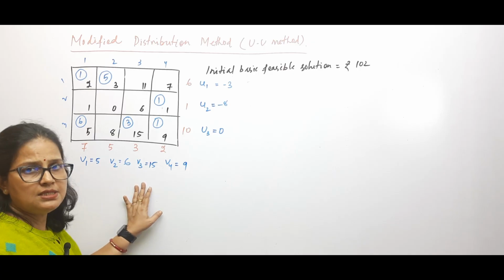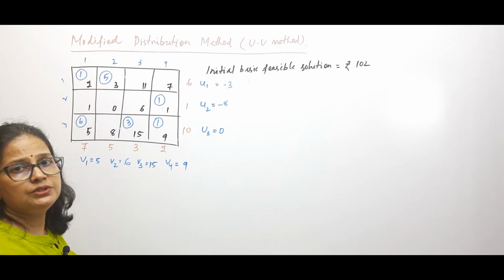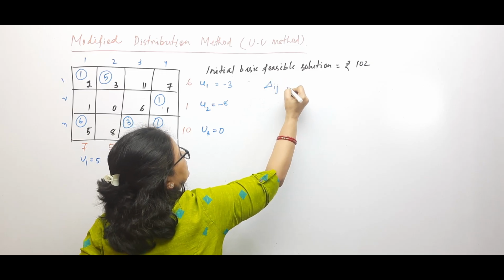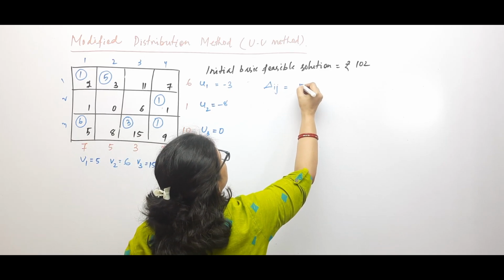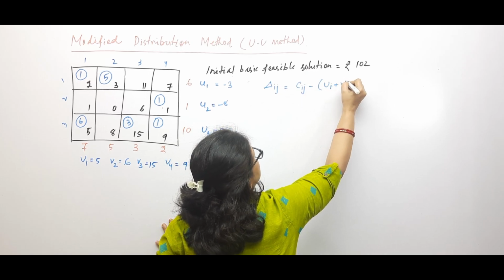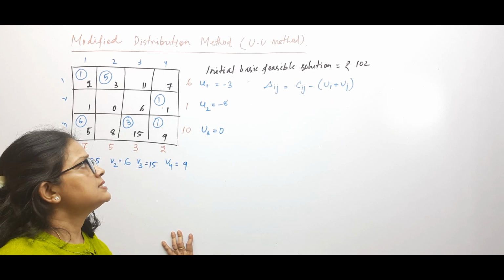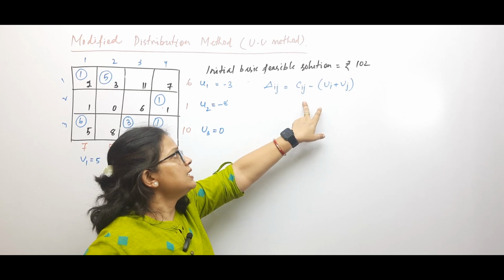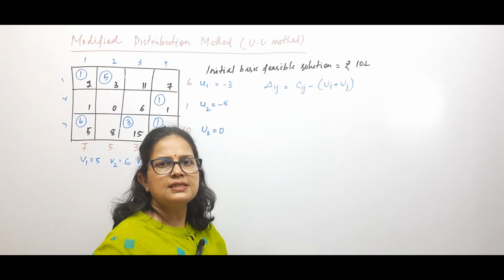Now this is for the allocated cell. For the unallocated cell, where there is no allocation, for that what do we need to do? We need to calculate the delta ij value. What is delta ij? Delta ij equal to Cij minus Ui plus Vj. This is the formula to calculate for the unallocated cells. Where there are no allocations, for that case we need to calculate delta ij equal to Cij minus Ui plus Vj. Let us calculate the value.